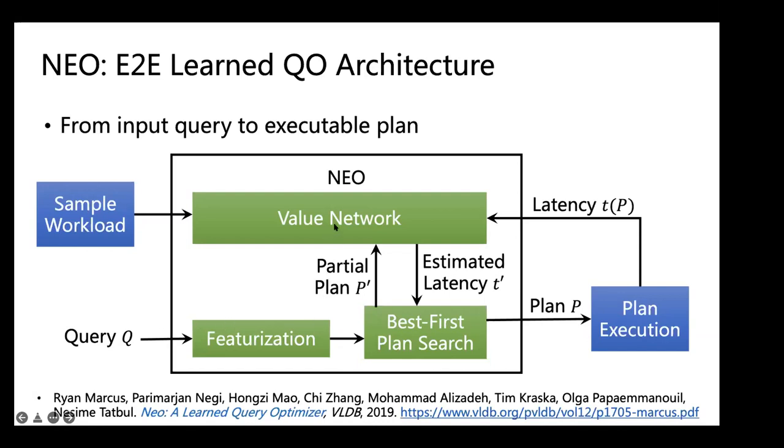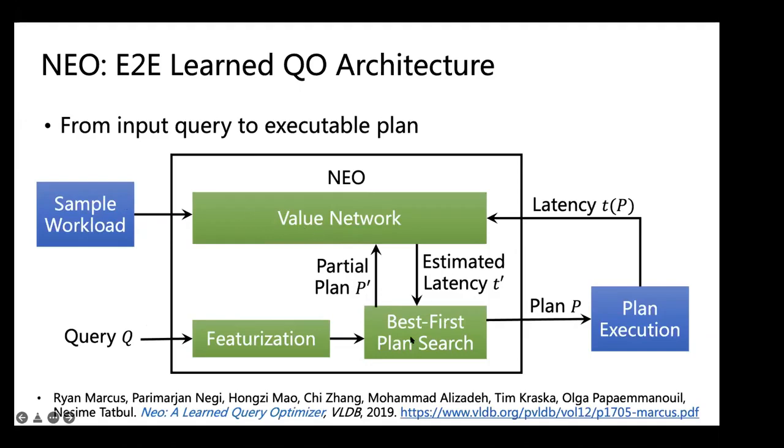We use a value network to estimate the latency T prime of P prime. The latency T prime is not the running time of P prime itself, but of a complete plan for Q that is generated from P prime. We don't know its latency T prime, so we use a value network trained on some sample workload to estimate it.